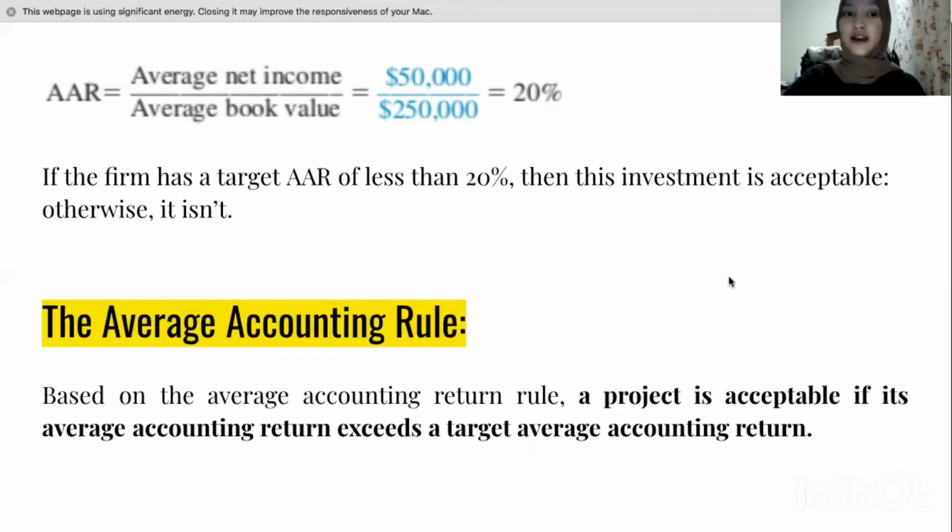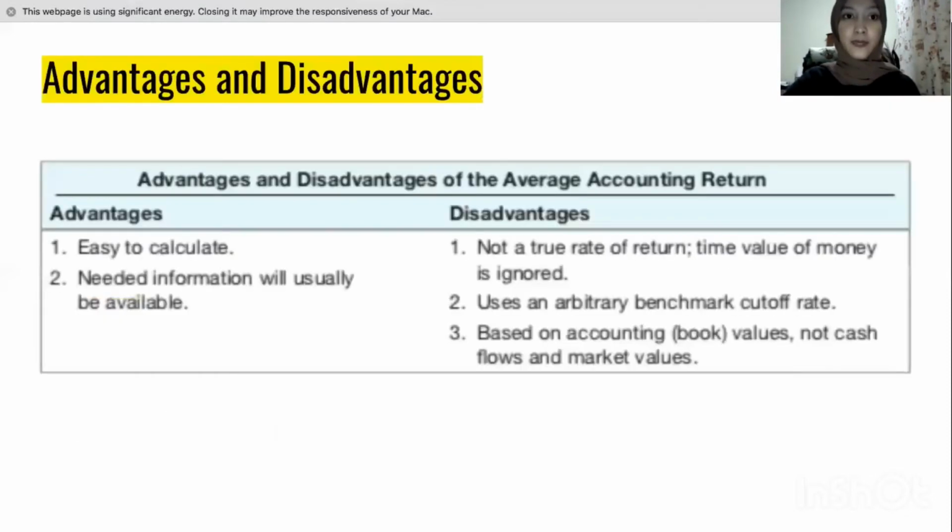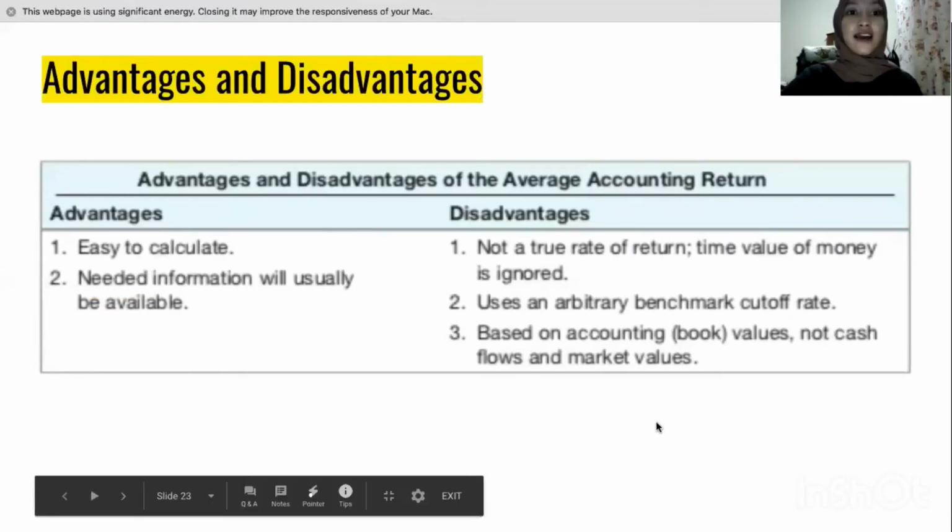What does this mean? This means that if the firm has a target accounting return of less than 20%, then this investment is acceptable. Otherwise, it isn't. From the answer, we can conclude that there is a rule: a project is acceptable if its average accounting return exceeds the target average accounting return. It's quite easy to calculate that, right? It has its own advantages and disadvantages.